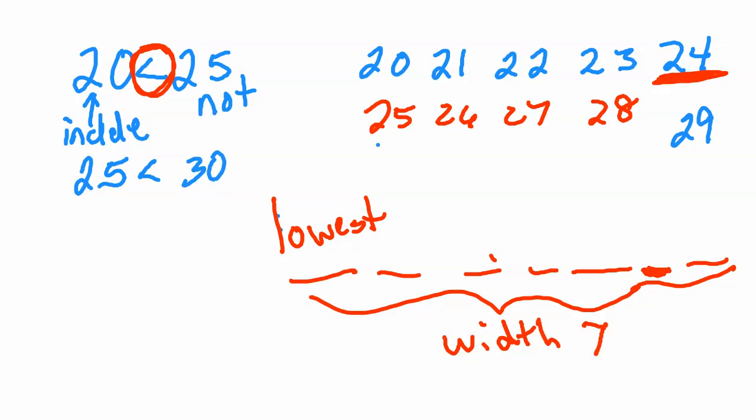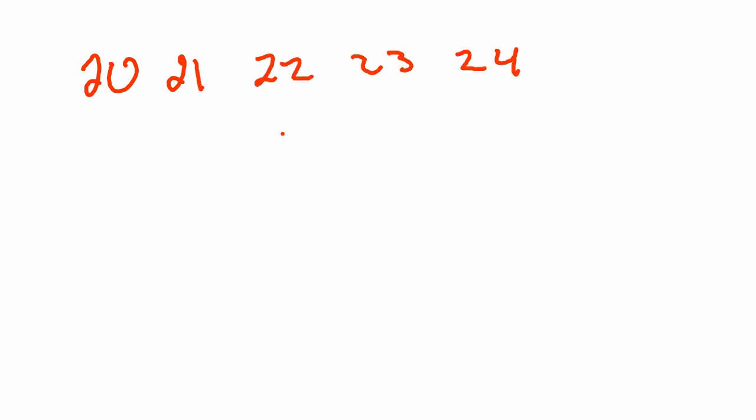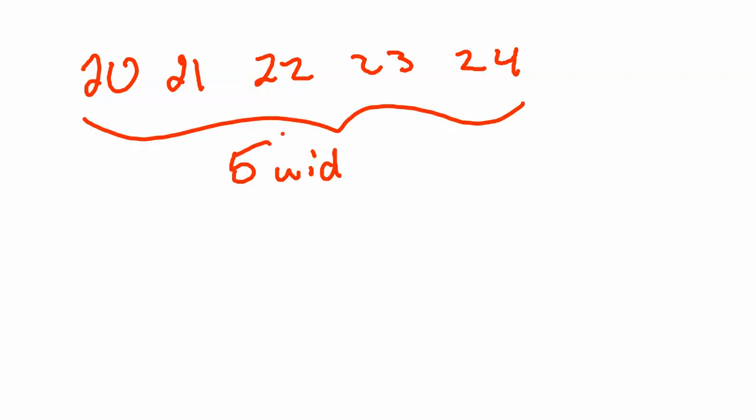Okay, I'm tracking. So again, for your group, start with your lowest number, and then if your width is 7, make 7 blanks, and then fill them in, and that will get you to your last endpoint, the endpoint for the first group. So again, it would be 20, 21, 22, 23, 24. That's 5 numbers. So 5 is your width.